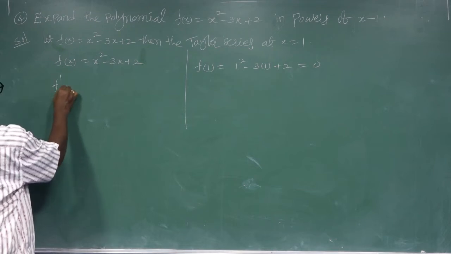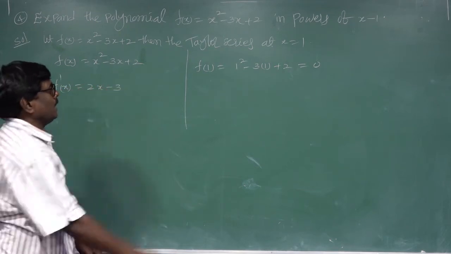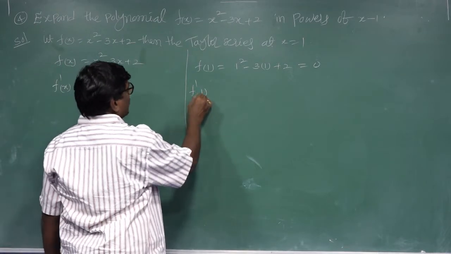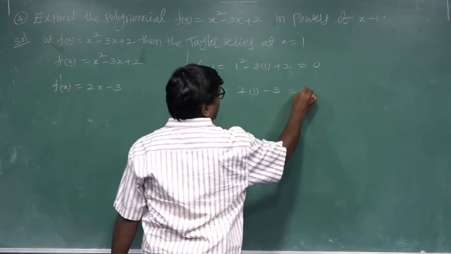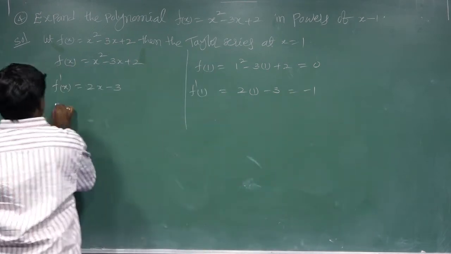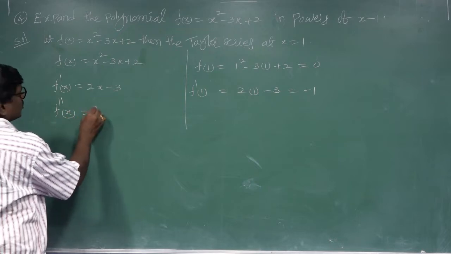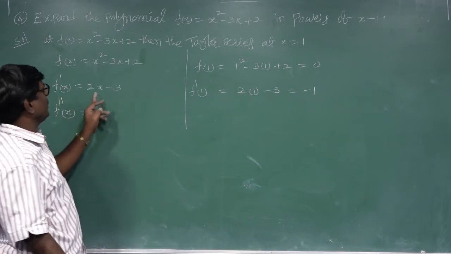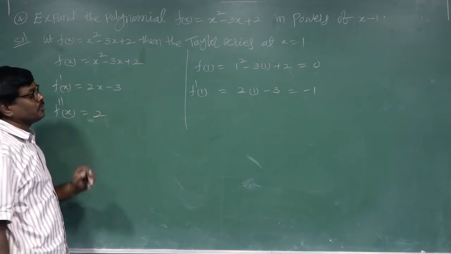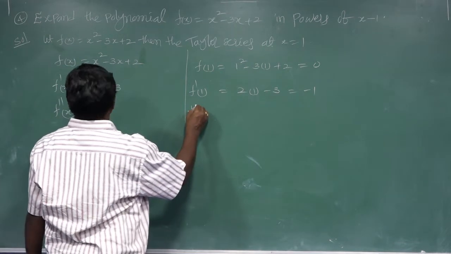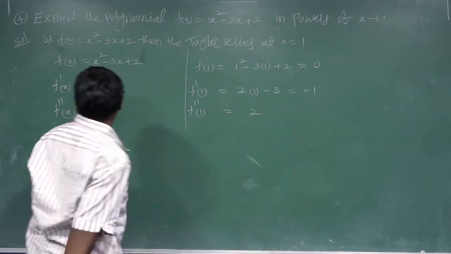Next, f'(x) = 2x − 3. So f'(1) = 2(1) − 3 = 2 − 3 = −1. f''(x) = 2, since the derivative of x is 1, so 2 into 1 is 2, and the derivative of the constant is 0. So f''(1) = 2.